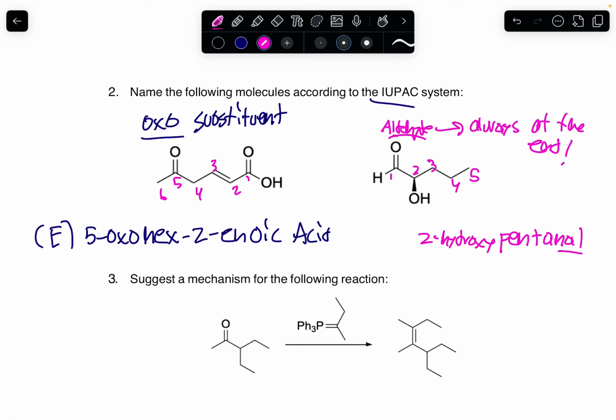We do need to indicate R/S. So here, directly attached to this carbon is an oxygen. This has an oxygen too. That will end up being an R stereocenter. So it'll be (R)-2-hydroxypentanal, like that.